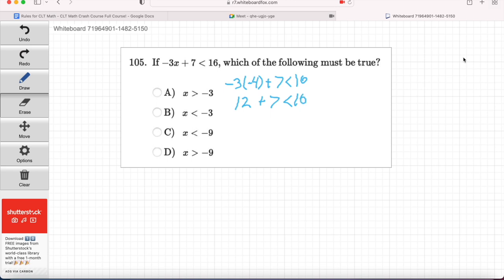Very good. Excellent. True statement? No, it's not. So answer choice B is gone. Let's try answer choice C. What are we going to plug in for answer choice C? It says X is less than negative 9. Negative 10. Yeah, let's plug in negative 10. I don't think it's going to work, but let's test it.